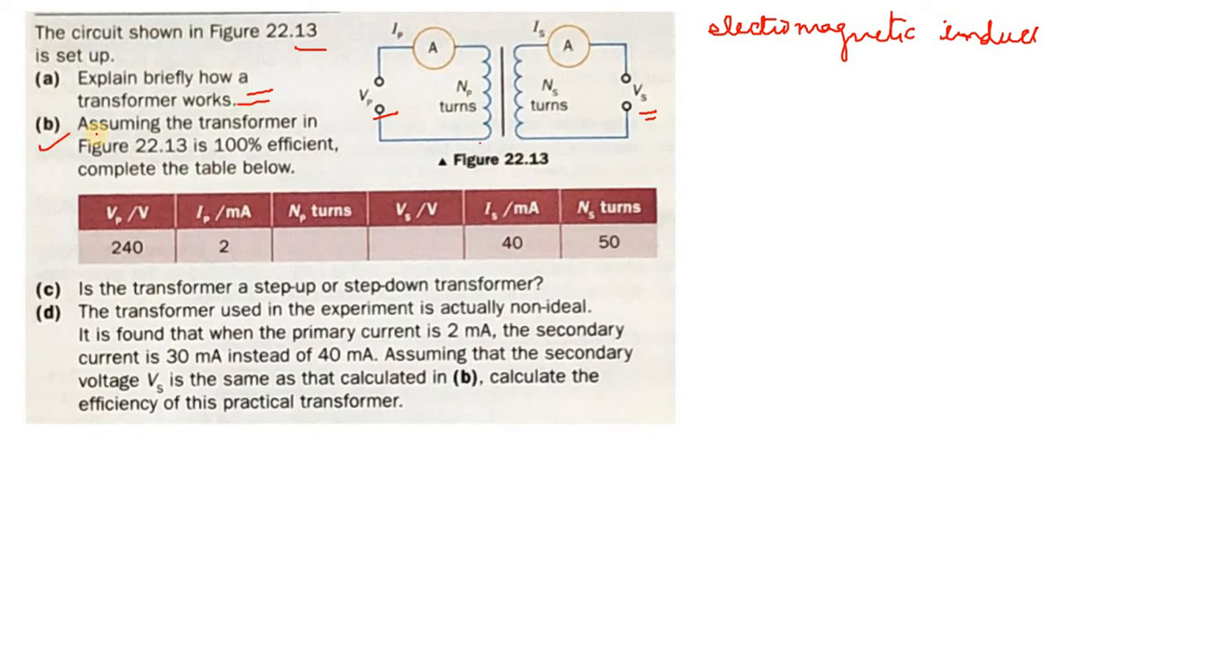Now let's see question number B. Assuming the transformer is 100% efficient, complete the table below. 100% efficiency means what? Just now we have discussed that power in will be equal to power out. What is in? It is your Vp Ip is equal to Vs Is. So based on this data they have given you Vp. So let's put 240 into Ip.